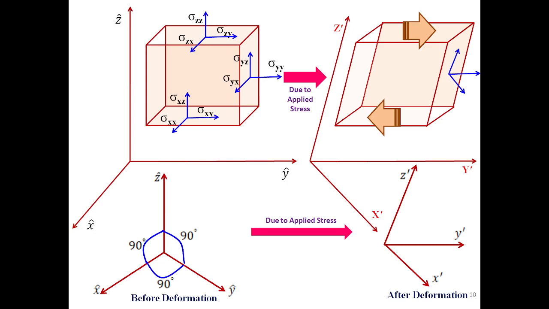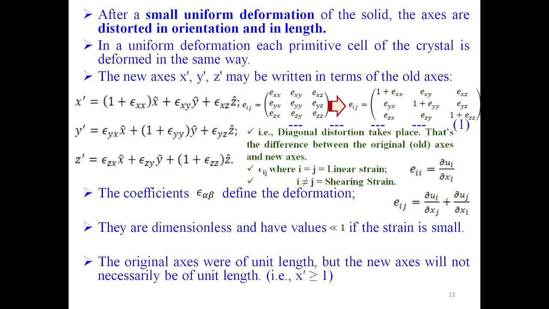This picture shows the object under stress and the corresponding strain before and after deformation. The stress components are acting on an anisotropic medium. Due to the stress applied, there are changes in orientation and length as shown in the figure. We consider only infinitesimal changes in the strain in order to estimate the strain components as discussed earlier. Here the deformation is uniform, that is, for equal stress there will be equal strain in the solid object. After a small uniform deformation of the solid, the axes are distorted in orientation and in length. In a uniform deformation, each primitive cell of the crystal is deformed in the same way, as discussed in the earlier slide.